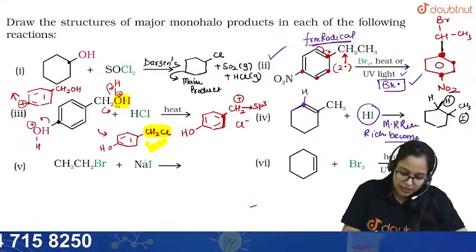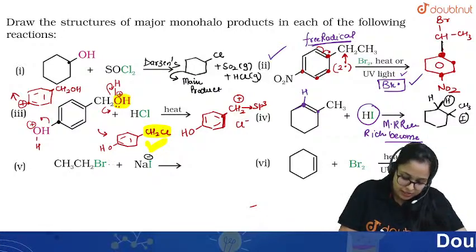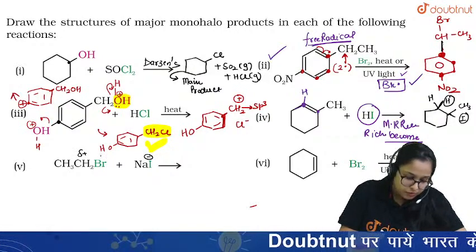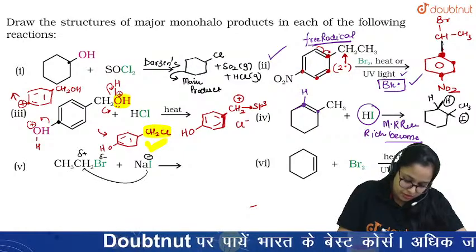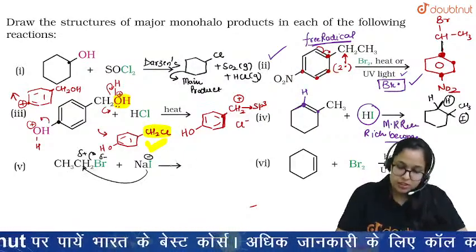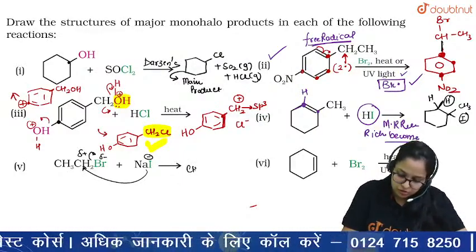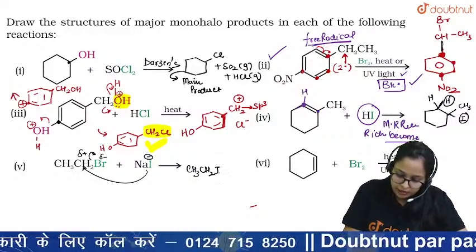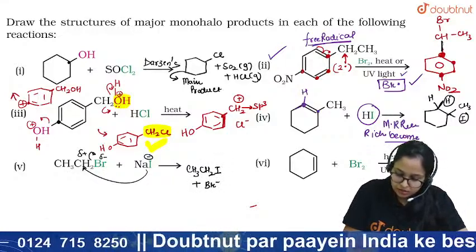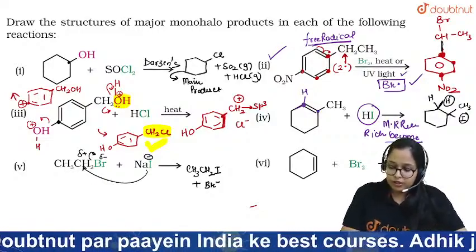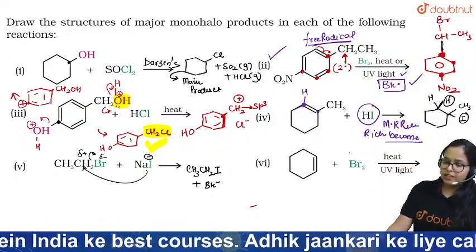In the fifth part, with NaI, I minus attacks the carbon with delta positive, and removes Br in delta minus form. I minus attacks, Br minus is removed. This is your Finkelstein reaction. So the major product is CH3CH2I, and Br minus is being released, right? Okay, so in the last part again you have what?